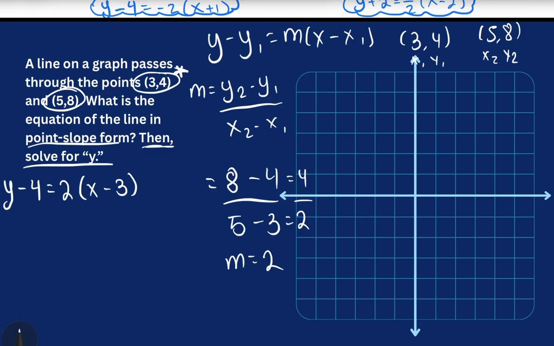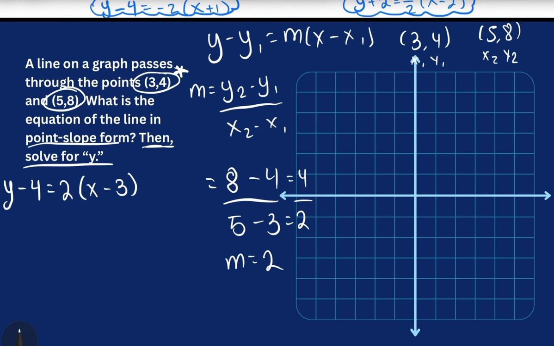Well, this goes back to my video on literal equations, where we would solve for a variable by moving the other numbers and variables around. So that's what we're going to do. We're going to basically isolate y. And we want to simplify this equation as much as we can.